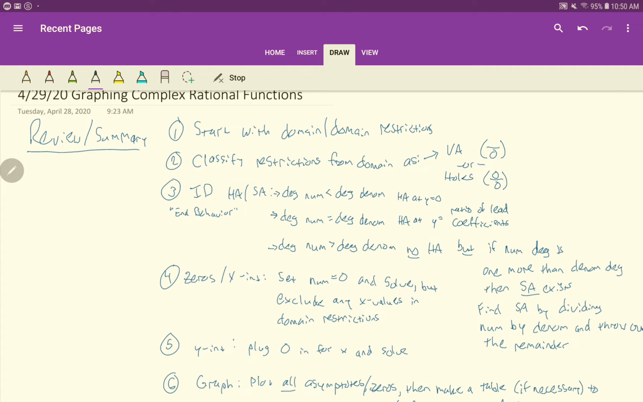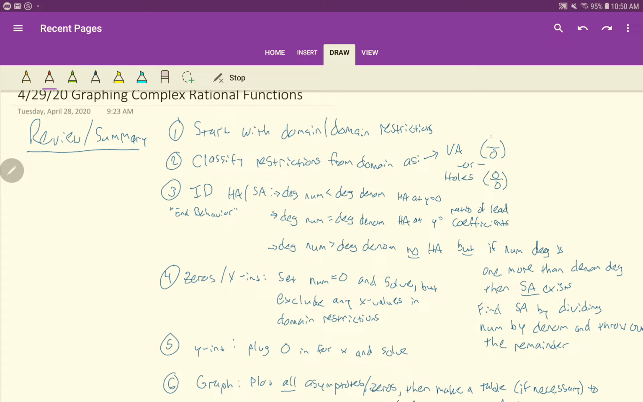So we started, the way I would ask you to start graphing these more complex rational functions, with your domain and your domain restrictions. That's looking at the denominator of your rational function, setting that denominator equal to 0, and seeing when your denominator is 0. Once you have those domain restrictions, you will further identify them as either vertical asymptotes or holes. There's no third mystery category. They will either be a vertical asymptote or a hole.